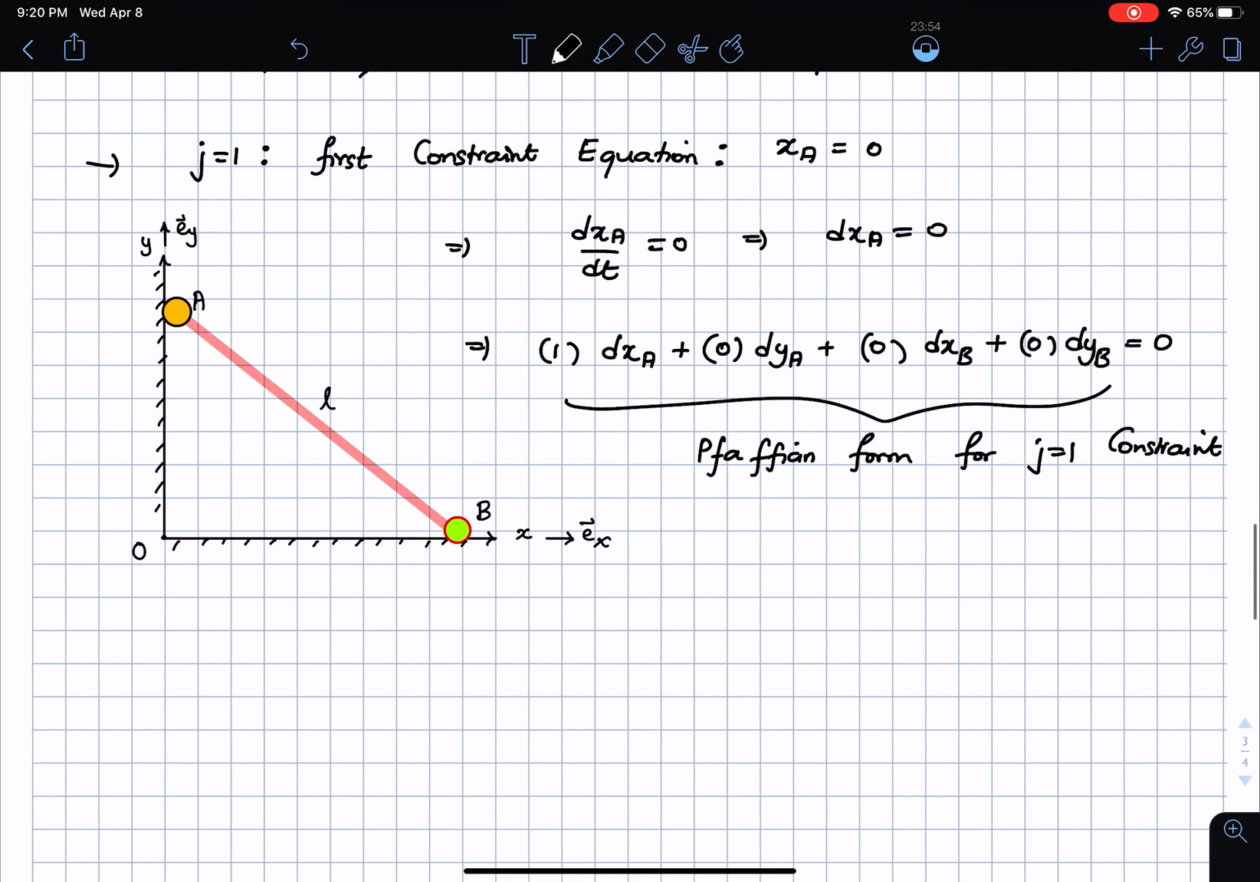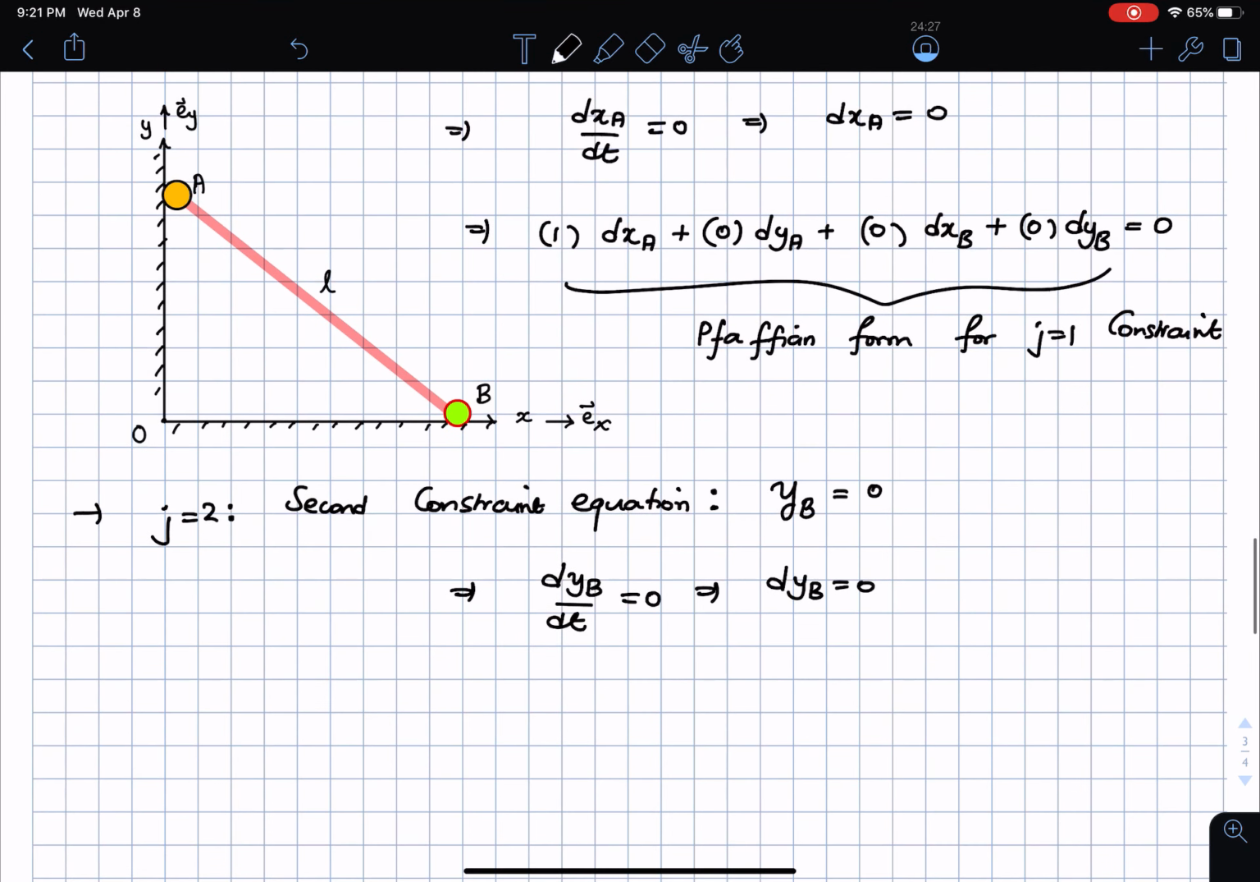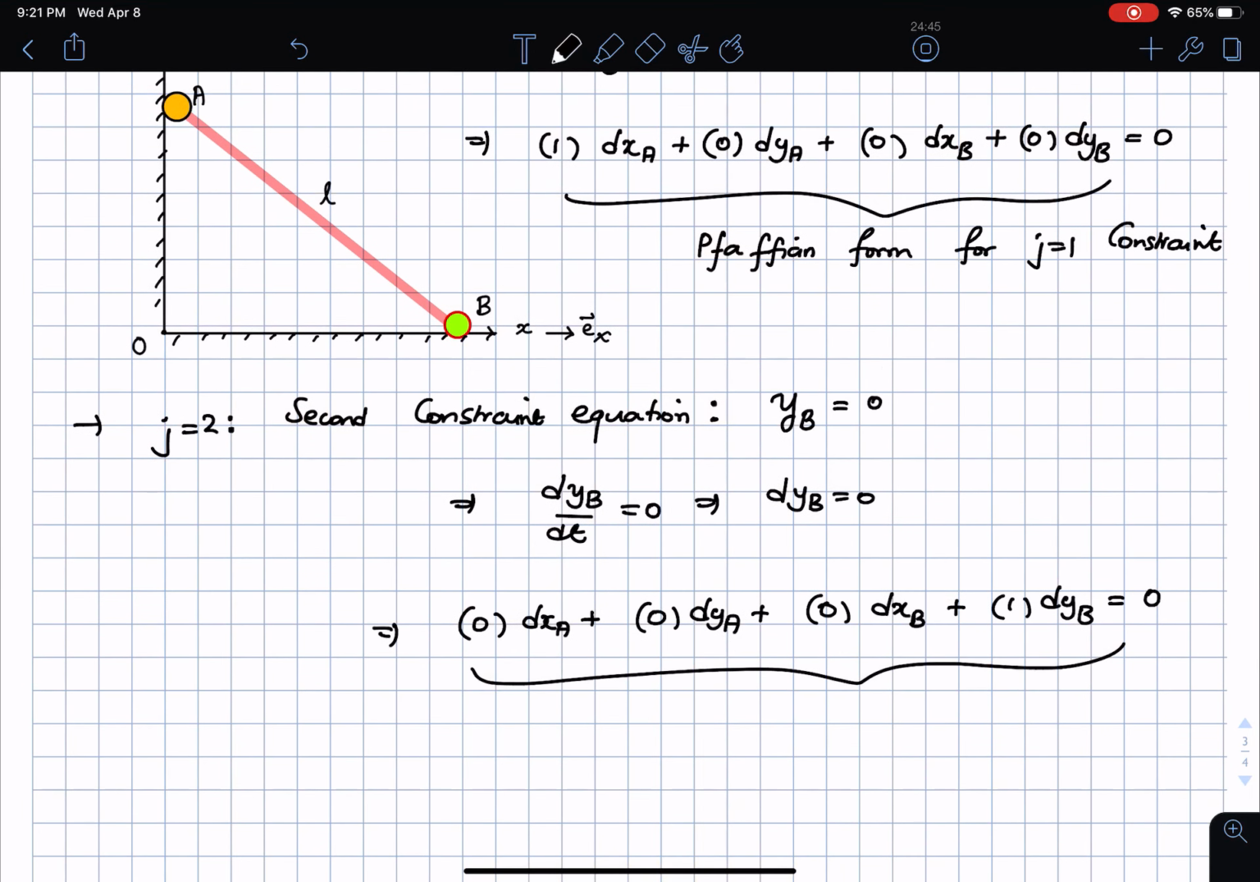All right, then the j is equal to 2 constraint will just refer to the figure above. So the second constraint equation is also fairly straightforward. If you look at the motion of particle B, it is just going to travel along the x direction. So the coordinate yb is going to be equal to 0, which means that dyb by dt is equal to 0. So dyb is equal to 0, which means that if I write it in the Pfaffian form, I'm going to have 0 times dxa, 0 times dya, 0 times dxb, 1 times dyb is equal to 0. This is the Pfaffian form for the j is equal to 2 constraint.